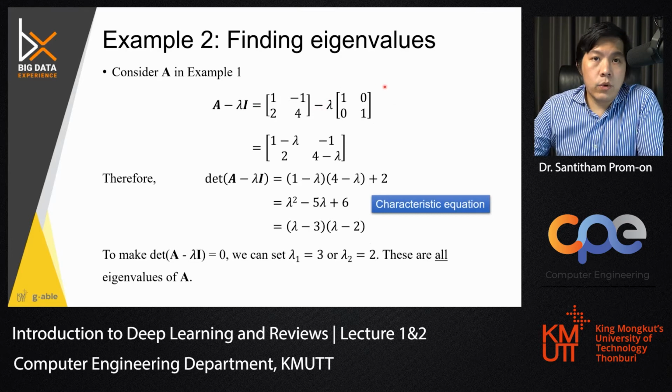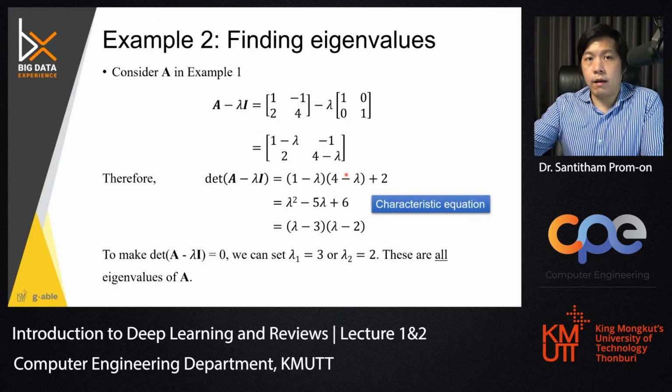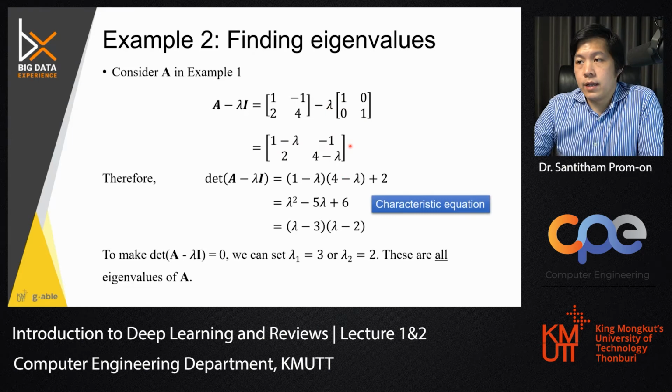For [[1, -1], [2, 4]], we have it here. Then subtract lambda times the identity matrix, which gives lambda and lambda on the diagonal. Subtracting it out, you get 1 minus lambda and minus 1, 2, and 4 minus lambda. Calculating the determinant of these differences, multiplying down becomes plus, and multiplying up you get minus, right?